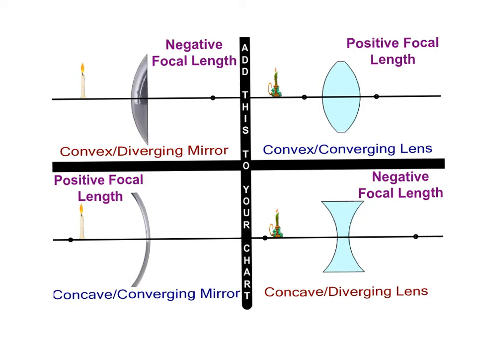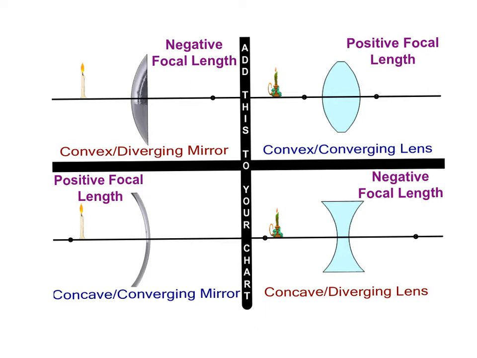All right, so this is your lens mini lecture, if you were gone on Friday. The first thing you want to make sure gets into your notes is what you see here in this chart. Specifically, on the right-hand side you've got your lenses, your converging and diverging lenses.